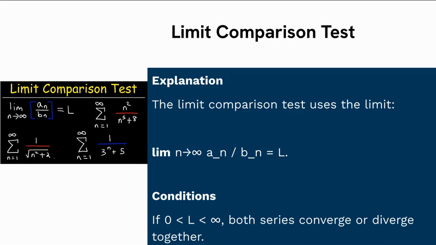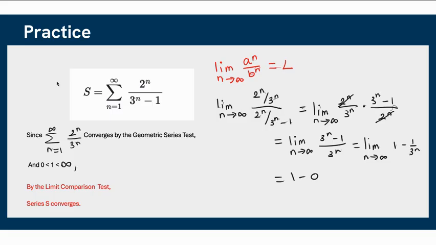So our form is limit as n approaches infinity of a of n, which is our chosen function, over b of n, our given function. And if the result of that limit is a positive and real value, or greater than 0 and less than infinity, both series either converge together or diverge together. Problem for the limit comparison test.